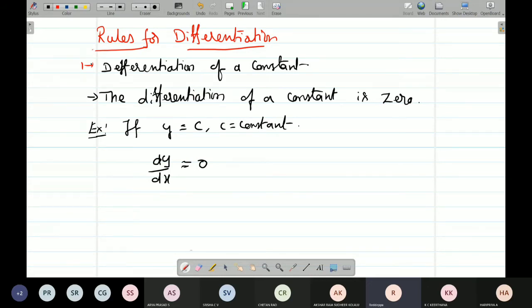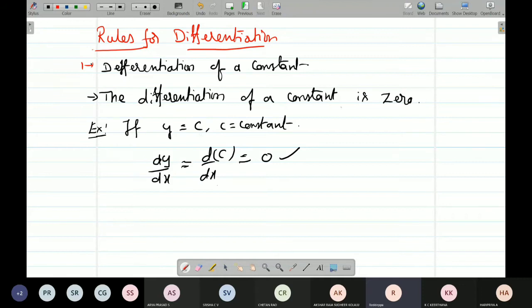Let us write this another way. dy by dx is equal to d by dx of y, which is equal to c. So you can write d by dx of c, where c is constant. The differentiation of a constant with respect to x is 0. This is the meaning of it. You may ask what the meaning is, so I will try to explain it graphically also. Differentiation means change in y with respect to x, or change in c with respect to x.